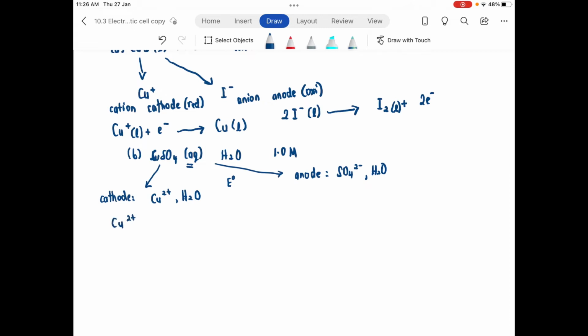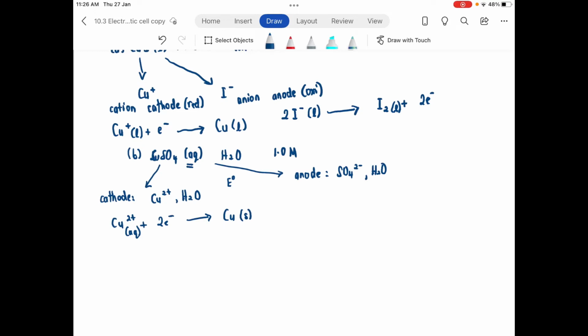So bila copper yang terpilih, dia jadi copper 2 plus 2 elektron dapat copper. Okay, in this case copper 2 plus kita ialah aqueous lah. Jangan tulis liquid pula. Dia ialah aqueous sebab dia solution. Copper yang kita akan dapat ialah copper solid.